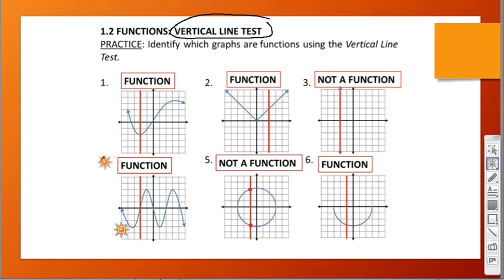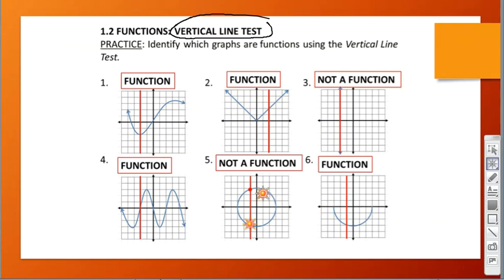Number 4, we would say, is a function. There's not any place along this graph that we could pass a vertical line and pass through more than one point. Number 5 is not a function. Okay, so we have this graph of a circle, and we can see that when we pass a vertical line through this graph, it's touching both this point and this point at the same time. And the ordered pair for that point is (1, 3). And the ordered pair for this point is (1, -3).